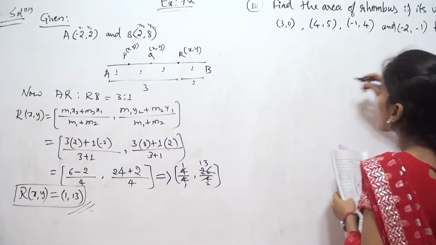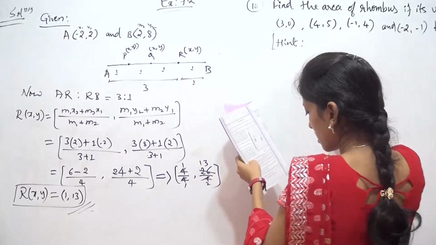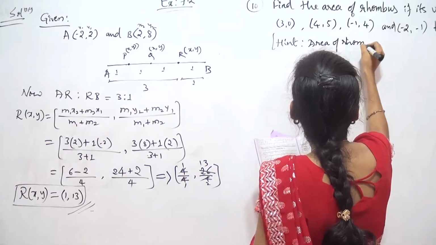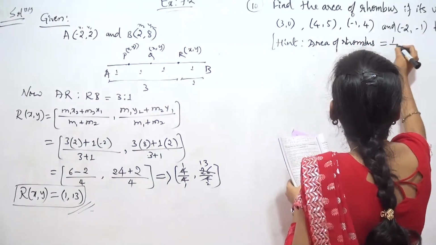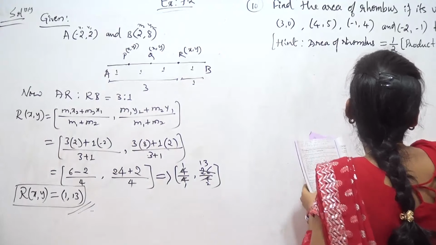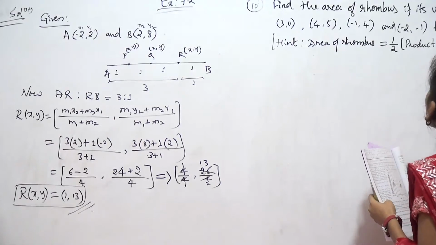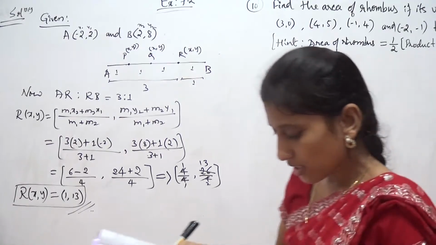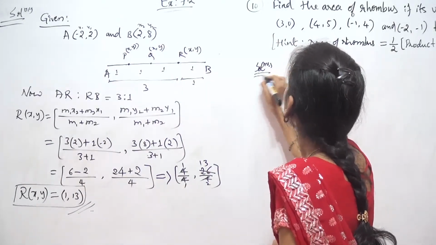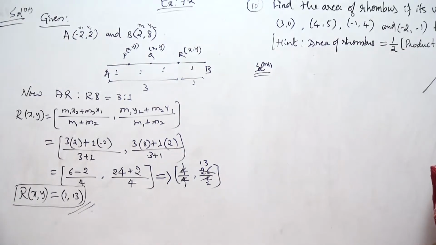And the continuation of the question, they gave in the hint also. That is, area of rhombus can be found out by 1 by 2 into product of its diagonals. So when they gave diagonals of this in the hint, it's a little bit easy to find out the area.